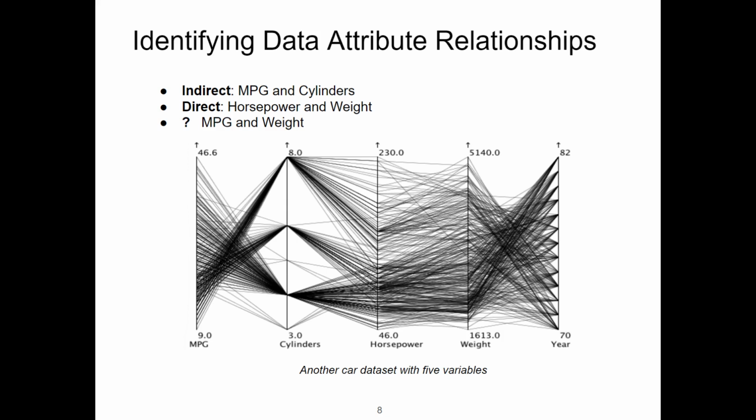Let's look at edges between horsepower and weight axes. In general, while horsepower increases, weight also increases. It results in many nearly horizontal edges. This is called a direct relationship. If the edges between axes don't provide any pattern, we can say that there is no relationship. In this example, we cannot identify any relationship between mpg and weight attributes. However, the order of axes can be changed to identify a new relationship.